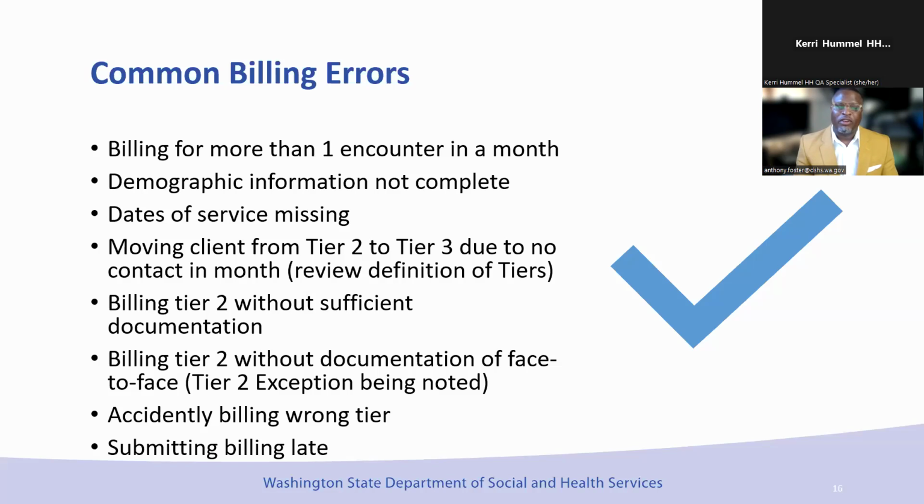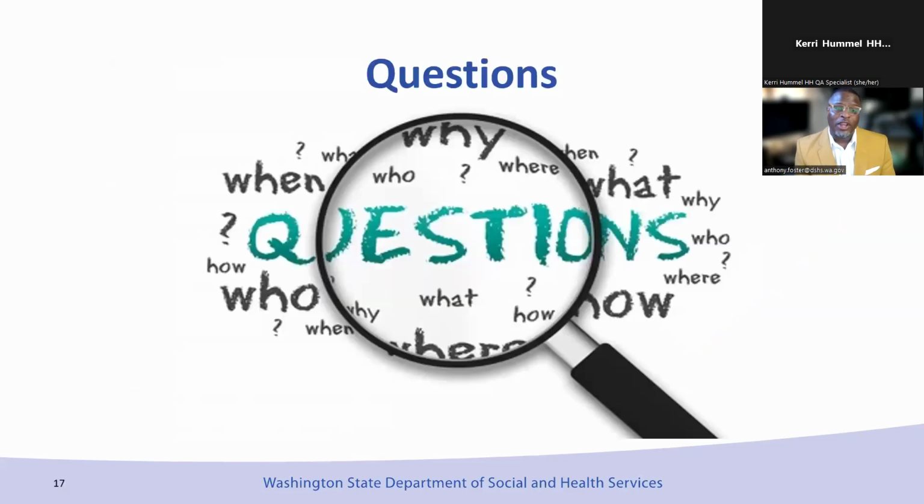Again, some of the other factors are that demographic information is not complete. The dates of service are missing. Again, we just talked about this: moving the client from tier 2 to tier 3 due to no contact in the month, billing tier 2 without sufficient documentation. We're going to talk about that again. Your documentation is going to carry the day. Or billing tier 2 without documentation.